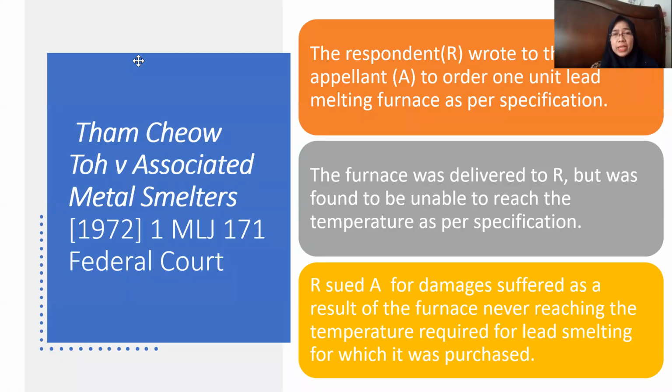What happened here? The respondent wrote to the appellant to order one unit of lead melting furnace as per specification, and there was delivery of the furnace. But later the respondent discovered that the furnace was unable to reach the temperature it must reach in order to be operative and perform the specific function. Because of that, the respondent sued the appellant for damages suffered as a result of the furnace never reaching the temperature required for lead smelting, for which it was purchased.